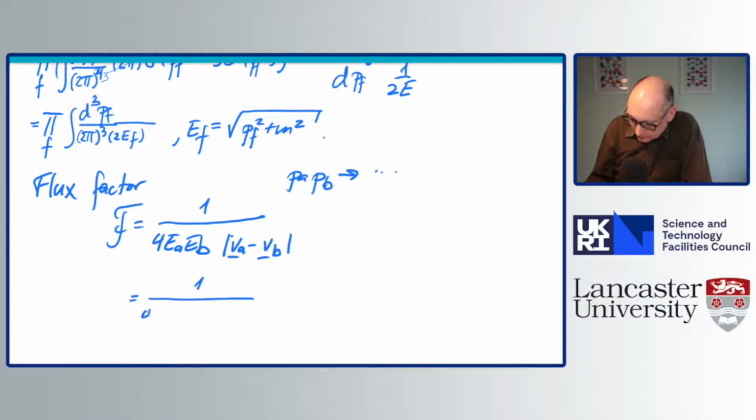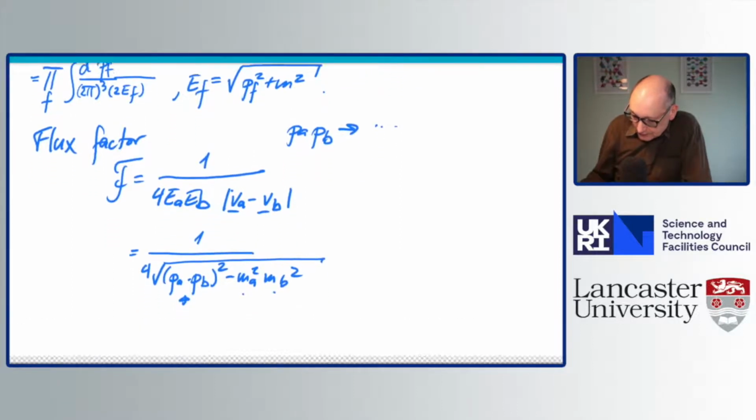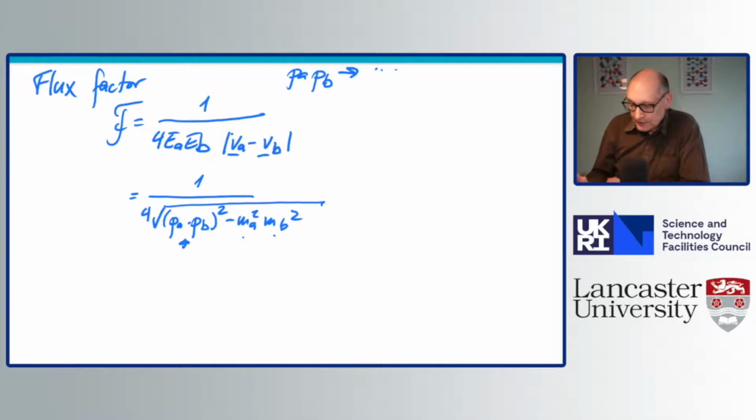Now, this can also be expressed in terms of explicitly Lorentz invariant quantities, such as 1 over the square root of 4 times (pA dot pB) squared minus mA squared mB squared. Here, these are of course Lorentz scalars, so invariant. So it's clear that the flux factor here is Lorentz invariant. Now, in the massless limit, when mA and mB go to 0, pA dot pB is just the invariant mass. So this goes to 1 over 2s in the massless limit.